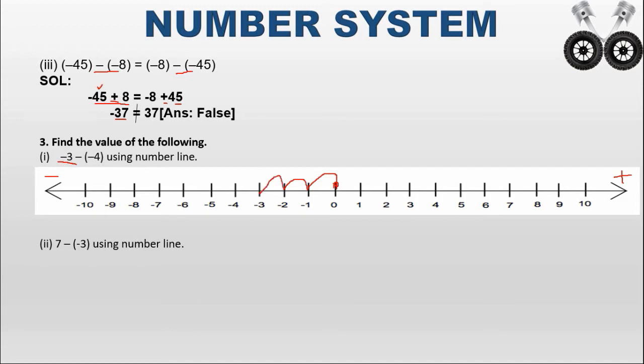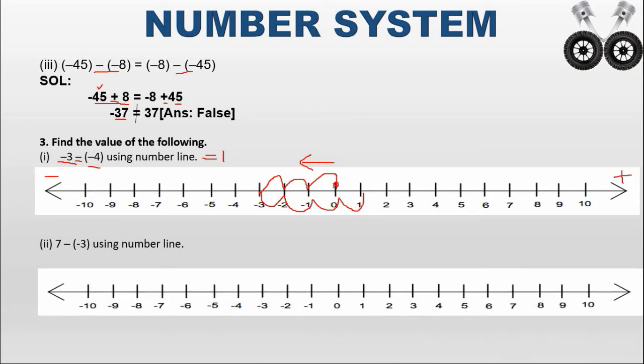So what is the operator used here? The operator is a negative operator. That means you have to look after the negative directions. So what is the second integer? It is minus 4. So minus 4 means you have to move backward. How many steps do we have to move backward? 4 steps. That means 1, 2, 3, 4. So we reached the integer 1. So the answer for this one is 1.